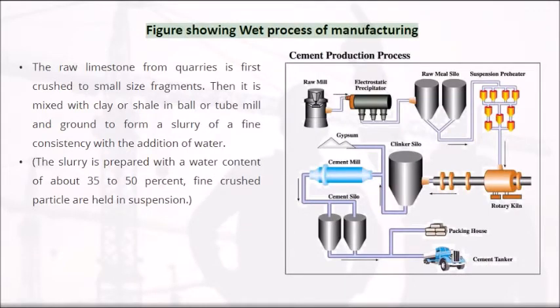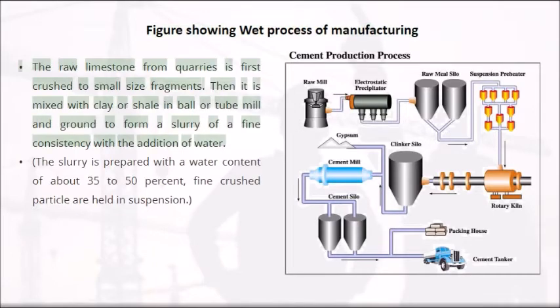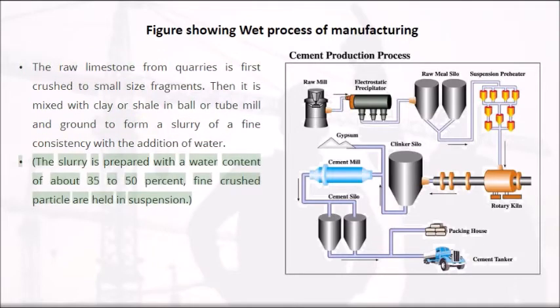Figure showing wet process of manufacturing. The raw limestone from quarries is first crushed to small size fragments. Then it is mixed with clay or shale in a ball or tube mill and ground to form a slurry of a fine consistency with the addition of water. The slurry is prepared with a water content of about 35 to 50%. Fine crushed particles are held in suspension.